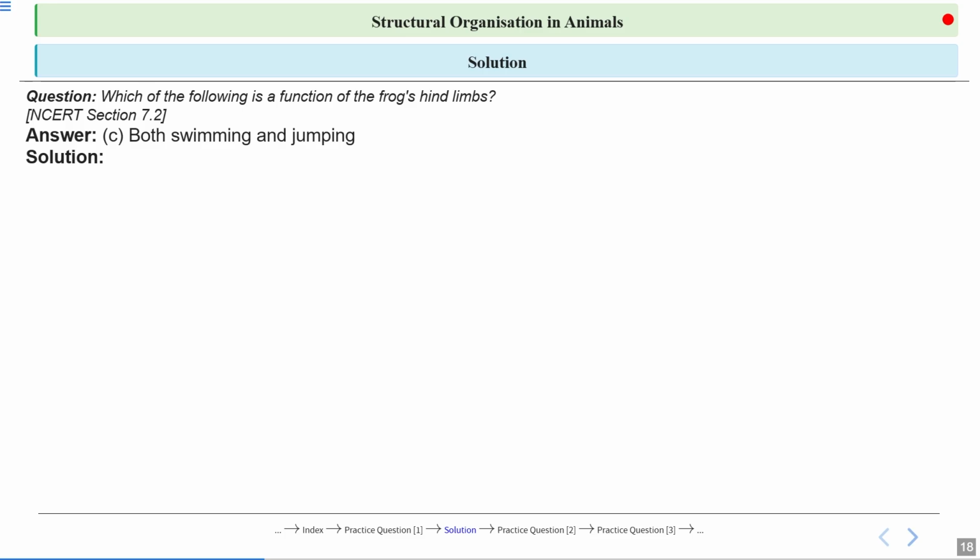Yes, the correct answer is both swimming and jumping. So the hind limb of frog is very, very strong. It is a very strong bone, right? And at the time of metamorphosis also, which limb comes out first? It is the hind limb, right? And it is very, very strong as compared to the forelimb. Okay, let us see the explanation part.